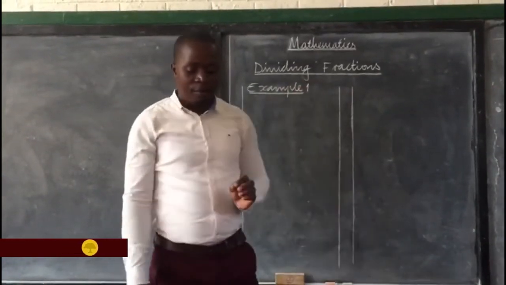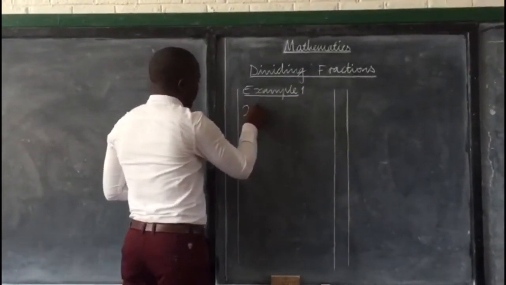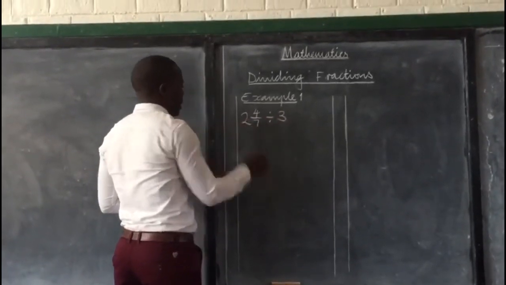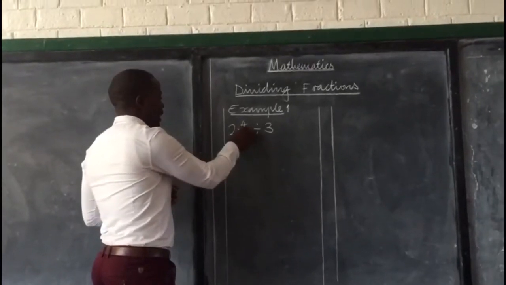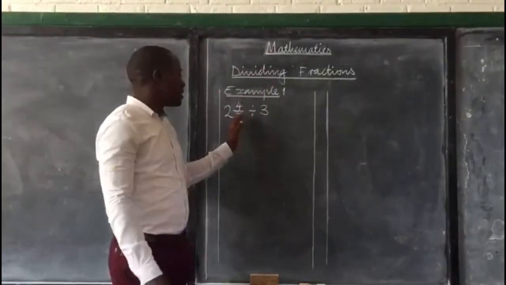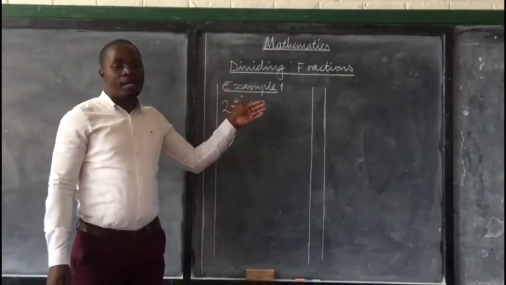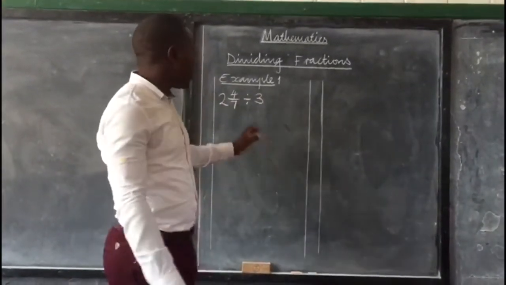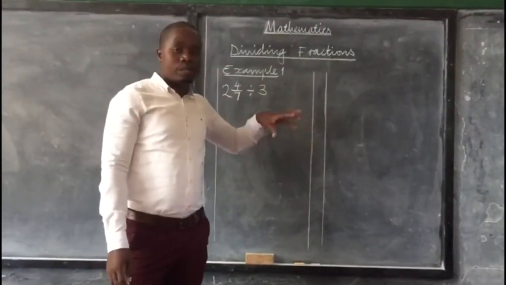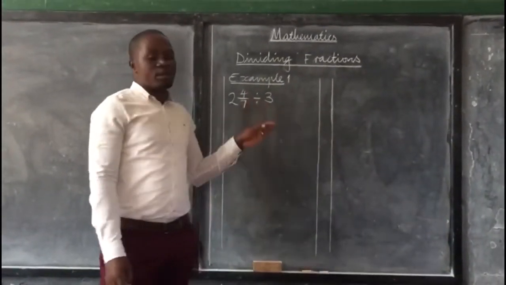Let's take, for example, example number one. I'm sure this is visible enough. In our example number one, we have 2 4/7 being divided by 3. Now, if you have a question like this, remember the first thing that you did in fractions is how to change a mixed number into an improper fraction, because here what we have is a mixed number. This division is totally different from the way we deal with questions on subtraction, addition, and multiplication.